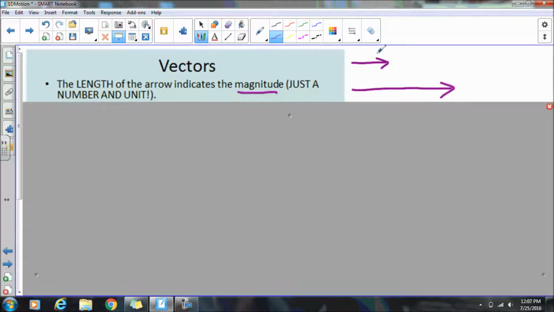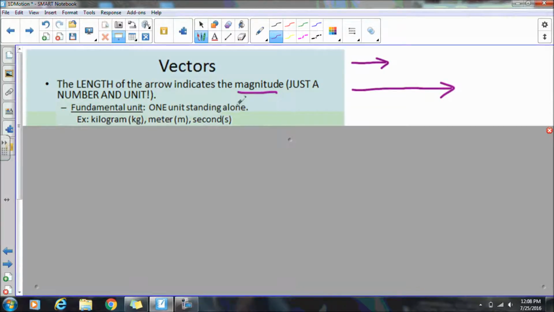So you could imagine, say, looking at a map, right? So if you're looking at a map, this would be a house that's much closer versus this one is much further. So the length of the arrow indicates the magnitude, just the number and its unit.